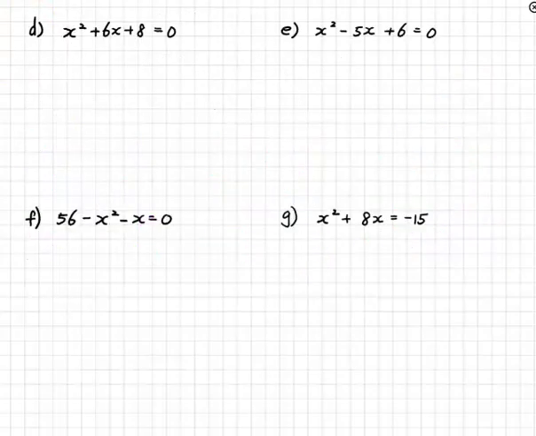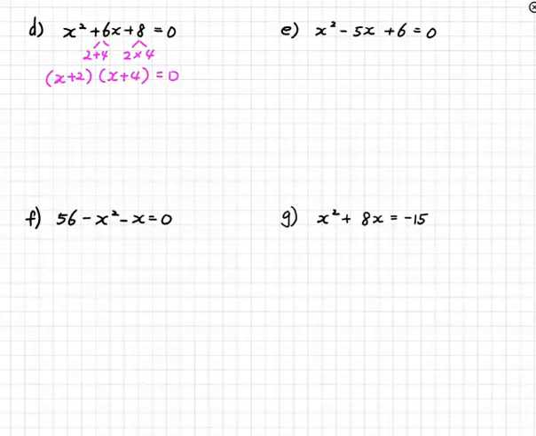Now let's have a look at these questions. Now, sometimes you don't have common factors anymore. If you don't have a common factor but it's still quadratic, ask yourself, can I actually factorize in a different way? So start with the constant. 8 is 2 times by 4. Do these two numbers add to 6? The answer is yes. So now we can factorize it into x plus 2 times by x plus 4 equals 0.